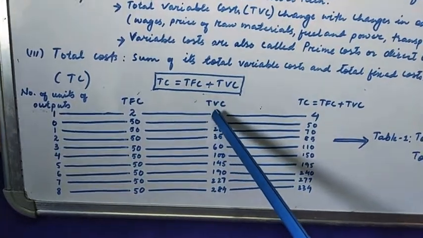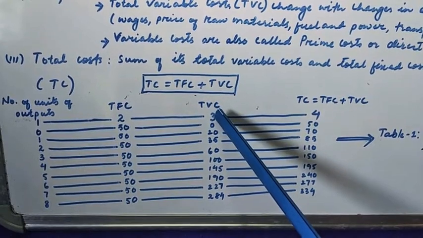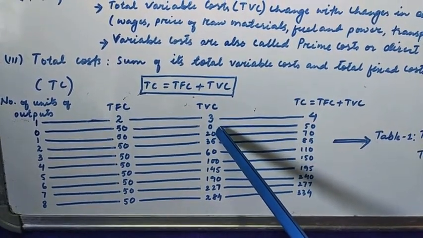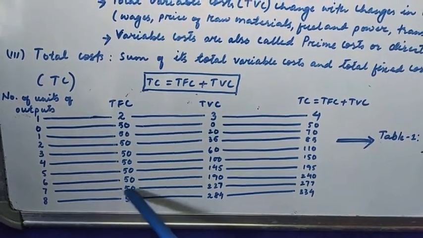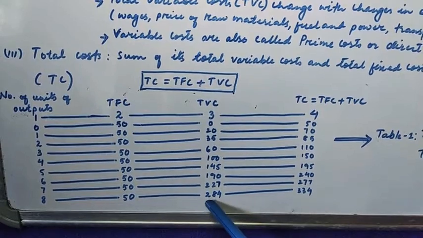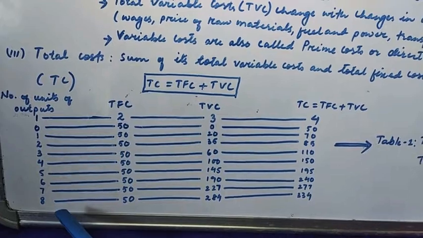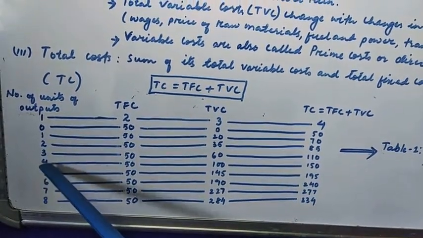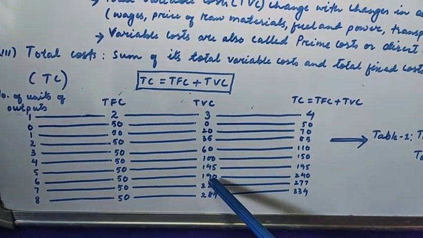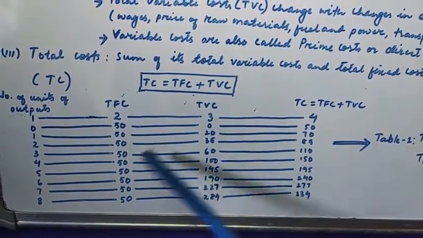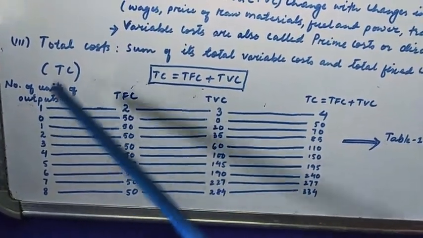What about total variable cost? As you can see, it varies. It starts from 0 to 20, 20 to 35, and at 8 units of output, total variable cost is 284. So it is increasing as output is increasing. And when you look backward, as output decreases from 8 to 0, this total variable cost is also decreasing. So it falls as output is decreasing. So it is dependent on the level of output.